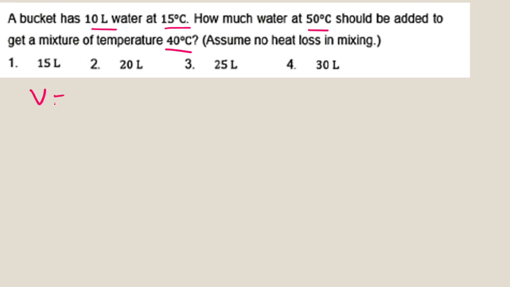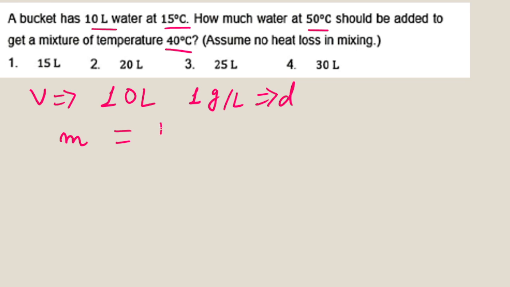Okay, so volume of water is 10 liter, means density 1 gram per liter. So we can say this is density. So from here we can calculate mass is equal to 10 gram, right?